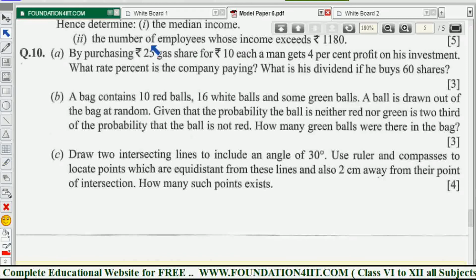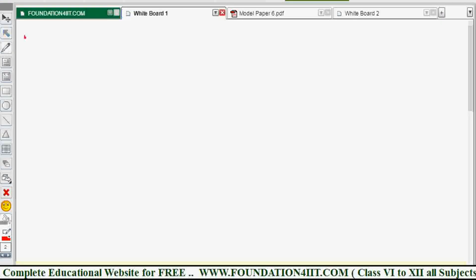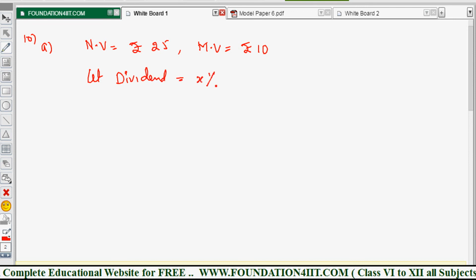Here rupees 25 is the nominal value and market value is rupees 10. This is given, and dividend is not given. Let us find out the dividend also now. Let me take the given data first from this question. So given nominal value is rupees 25 and market value is rupees 10. So these two are given, and let dividend be X%. Dividend is not given. Let dividend is equal to X%.